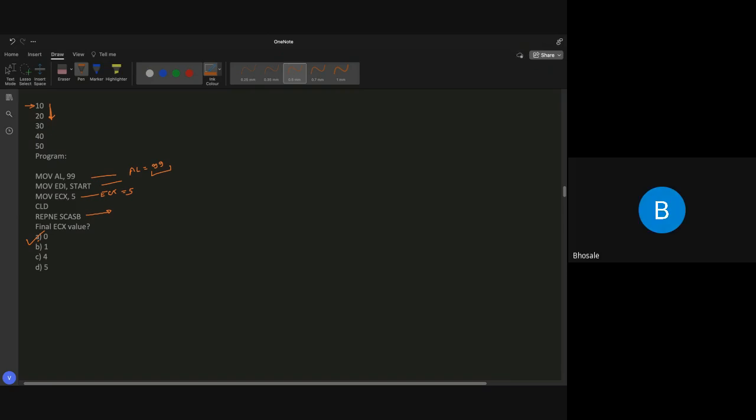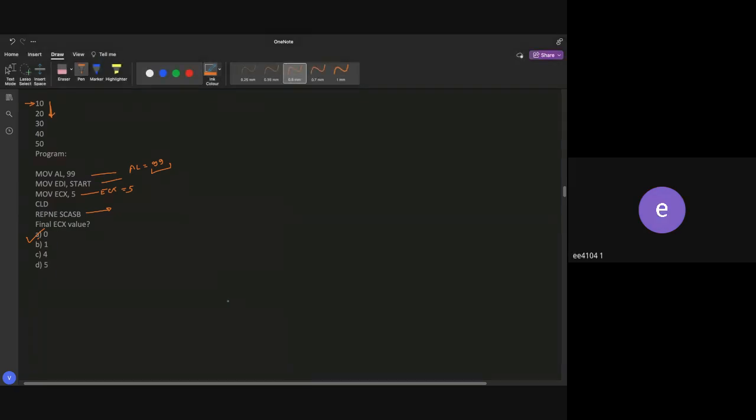Here there are 5 values, so it will start from 10 and reach up to 50. So it will only count the 5 numbers only. Yeah, it will compare, it will scan for each of these numbers, but since 99 is not there, ECX will reach 0, and then it will stop the loop, right? Okay, let's move to the next question then.